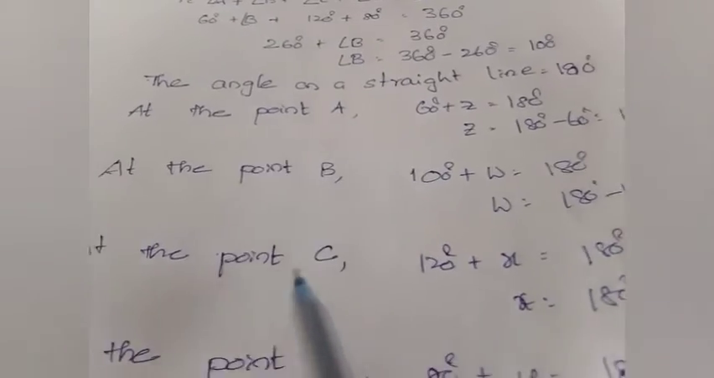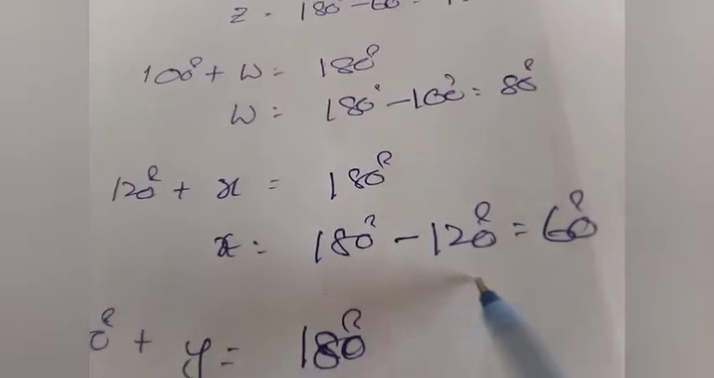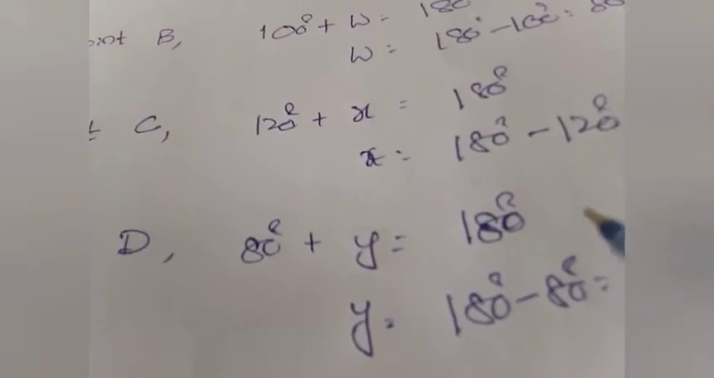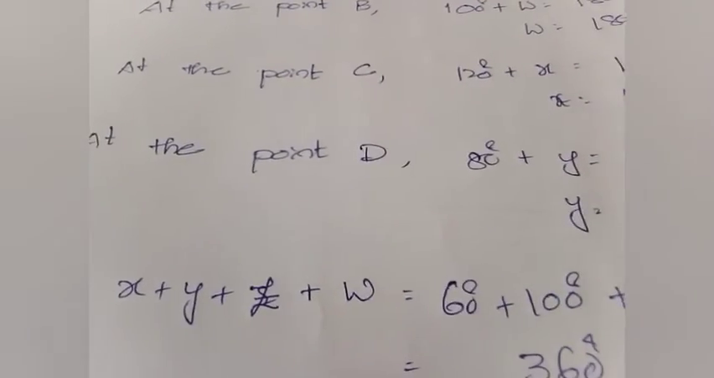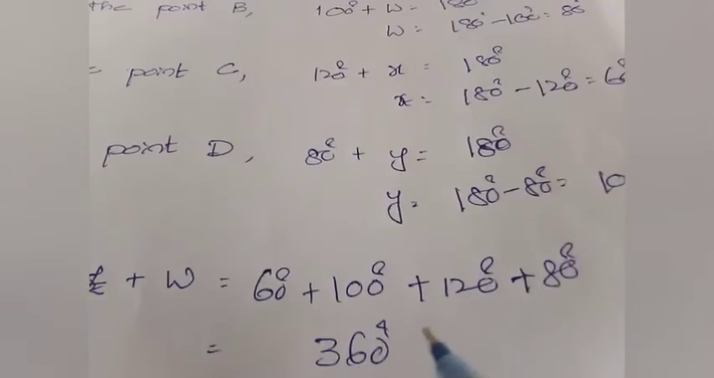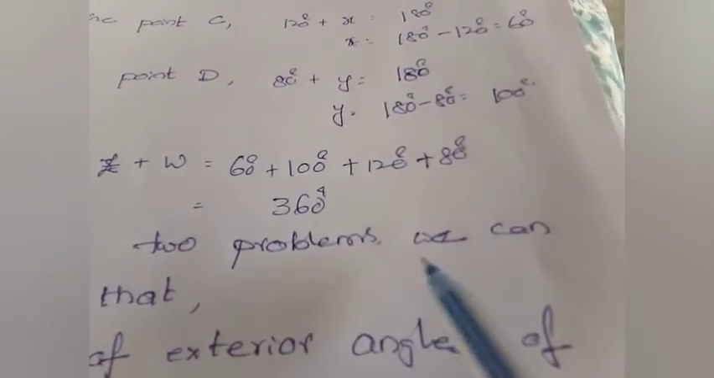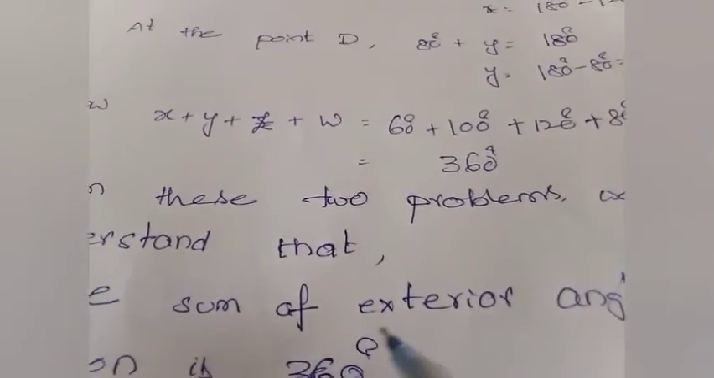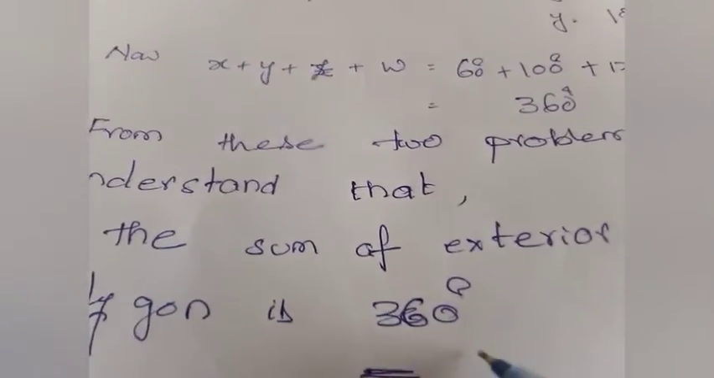At the point C, 120 plus x is equal to 180. x is equal to 180 minus 120, which is 60. At the point D, 80 plus y is equal to 180. y is equal to 180 minus 80, that is equal to 100. Now x plus y plus z plus w is equal to 60 plus 100 plus 120 plus 80, that is equal to 360. That is our answer. From these two problems, we can understand that the sum of exterior angles of a polygon is 360.